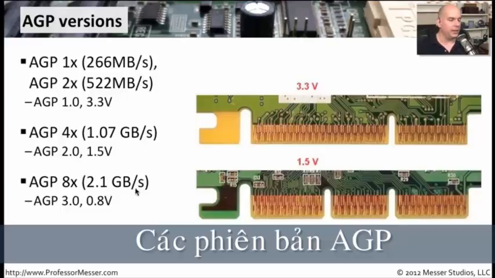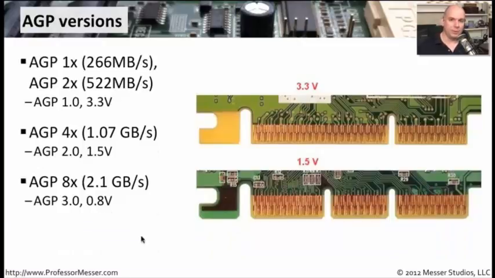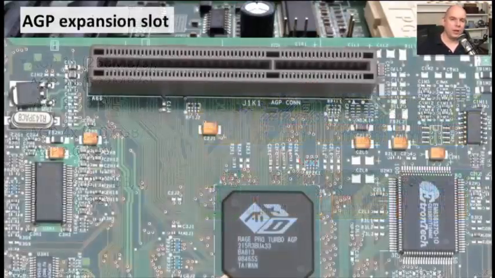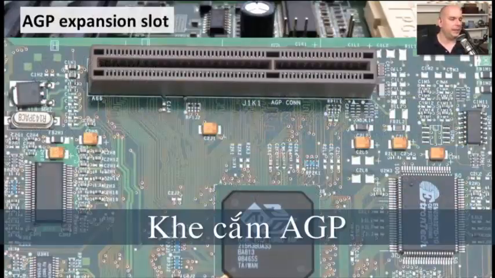You can also see in that 3.0 version that we had 0.8 volts as the standard on that bus. As time went on, we got very efficient with using the power on AGP, and you can see as we went through the different versions, the bus requirements itself dropped from 3.3 volts all the way down to 0.8 volts. Just like all of the other expansion slots, AGP is very unique.